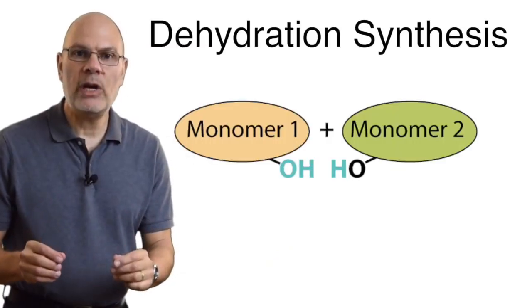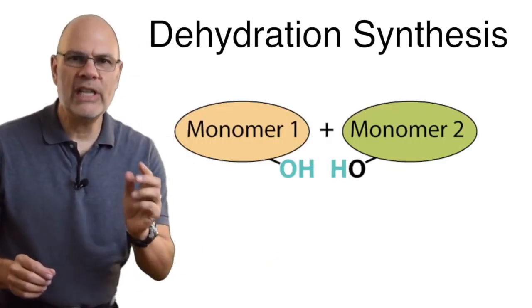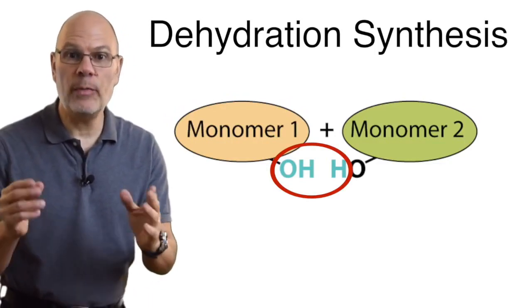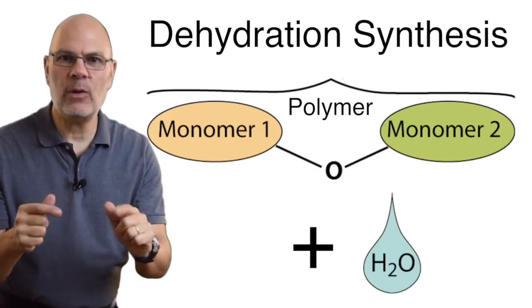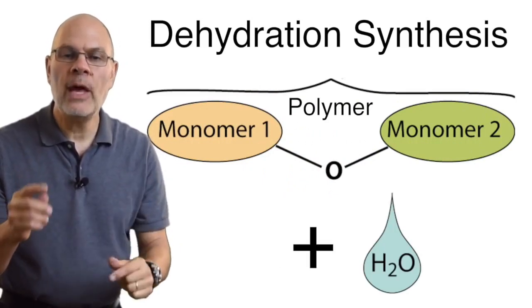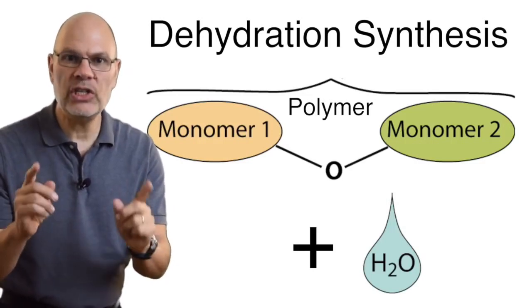In cells, protein catalysts called enzymes take monomers and chemically link them together. It's called dehydration synthesis. The enzyme pulls an H, a hydrogen, from one monomer and an OH, a hydroxyl, from the other monomer, and links them together at that point. The H and OH combine to form a molecule of water. That's why it's called dehydration synthesis.